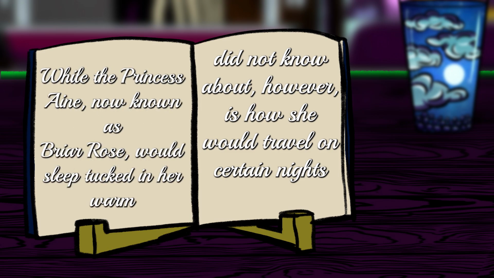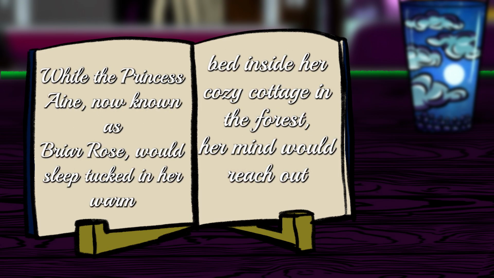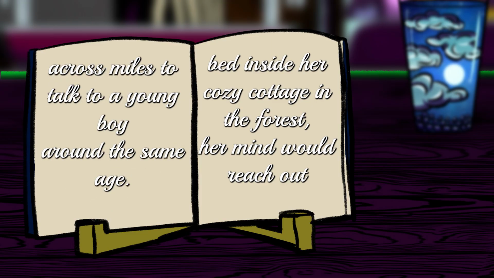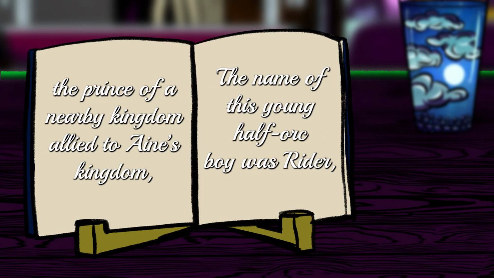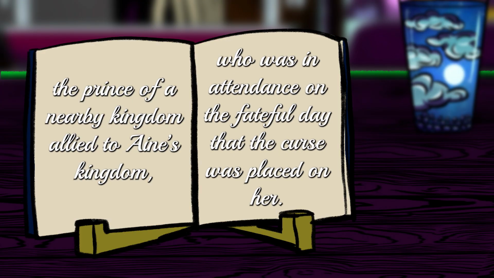While the Princess Ein, now known as Briar Rose, would sleep tucked in her warm bed inside her cozy cottage in the forest, her mind would reach out across miles to talk to a young boy around the same age. The name of this young half-orc boy was Ryder, the prince of a nearby kingdom allied to Ein's kingdom, who was in attendance on the fateful day that the curse was placed on her.